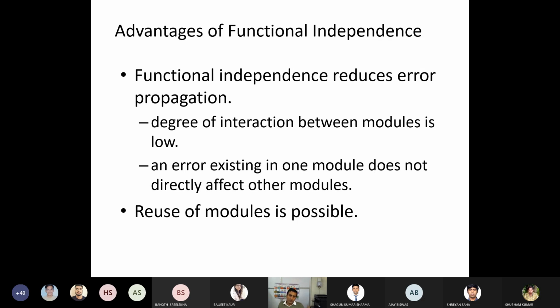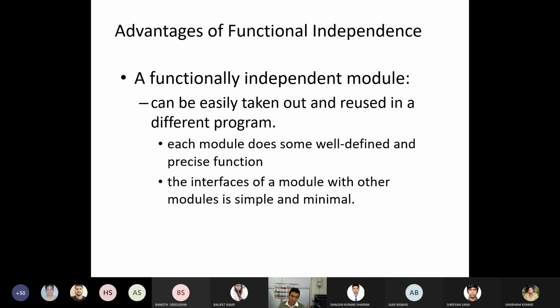Reuse of modules is also possible, and that is another advantage. You can reuse them whenever you need, because they are all independent ones. A functionally independent module can be easily taken out and reused in a different program. Each module does some well-defined and precise function, and the interfaces of a module with other modules are simple and minimal because they are much more independent.